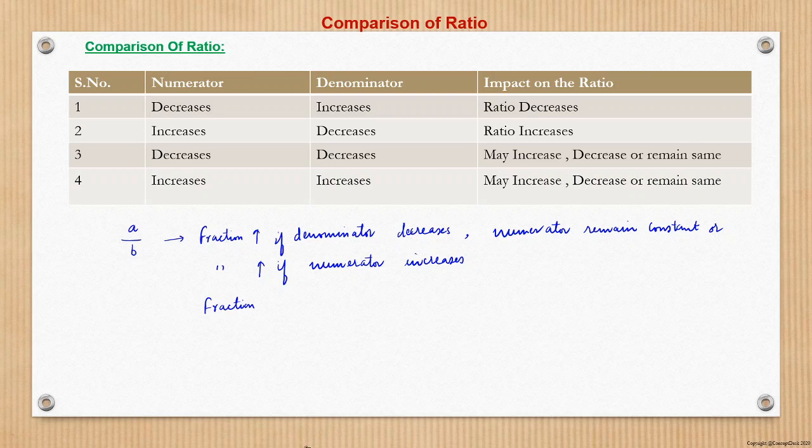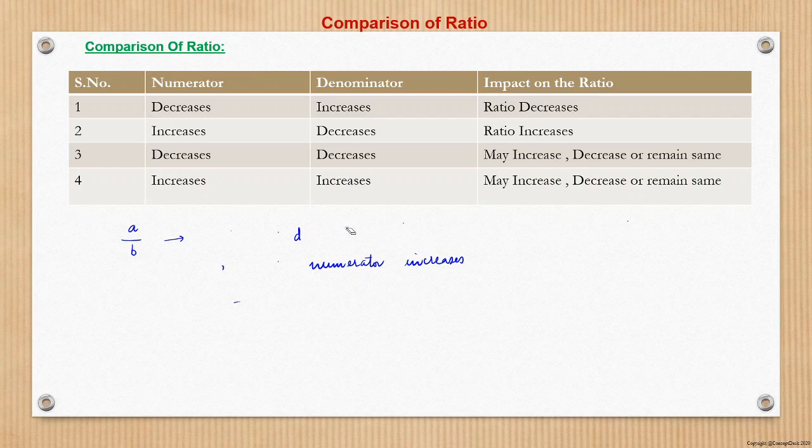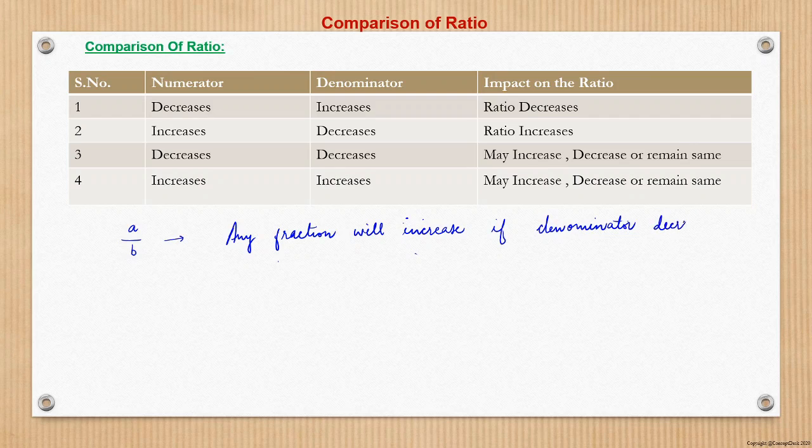So very briefly, let me erase all this and in one line I can write: any fraction will increase if the denominator decreases or the numerator increases, or both happen simultaneously, that is, the denominator decreases and the numerator increases simultaneously. So this is the condition.